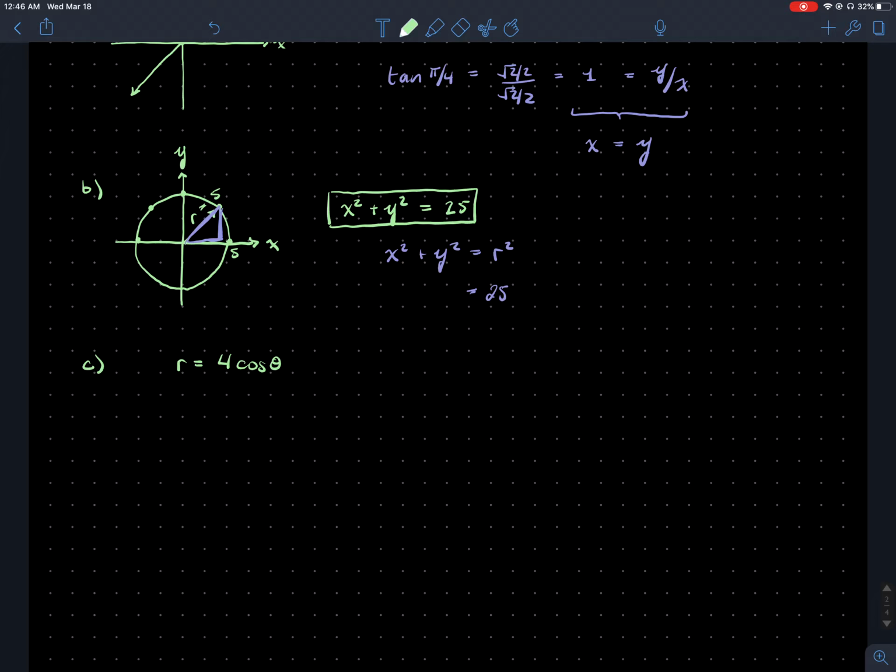Okay, and what we are going to do is, let's just change colors. We're going to multiply by r to both sides of the equation. Okay. Now you'll see why we did this in 2 seconds once we multiply r onto both sides. So we have r squared is equal to 4r cosine of theta. Okay. Well, the reason why we did this is because of this component right here.